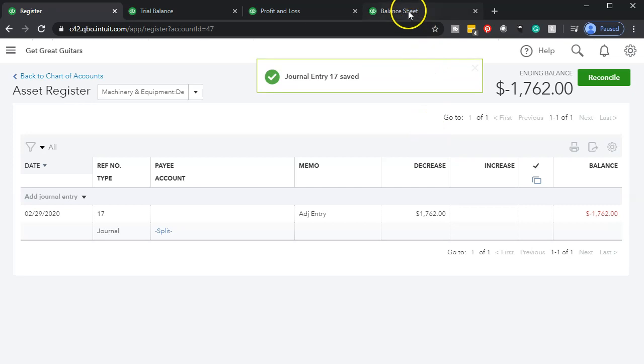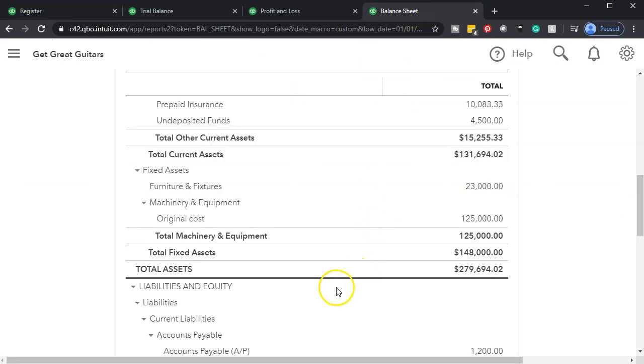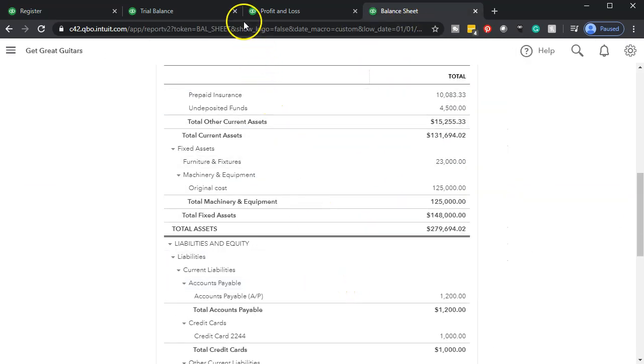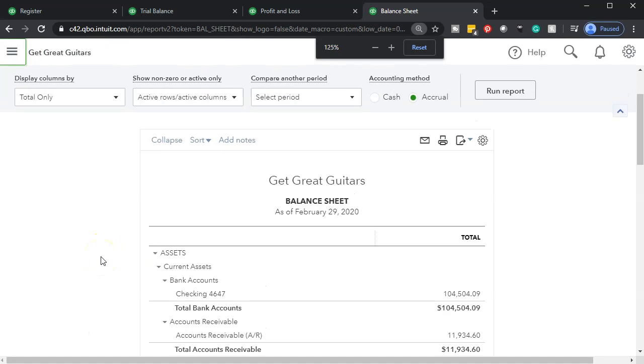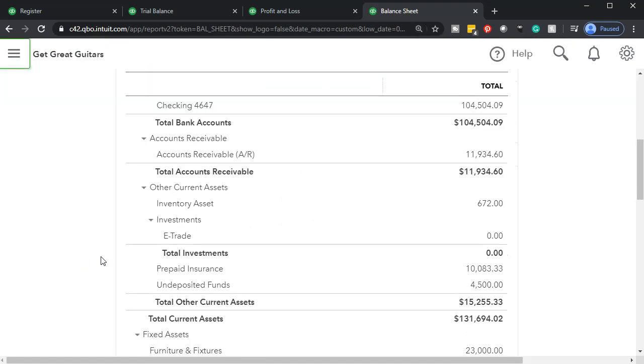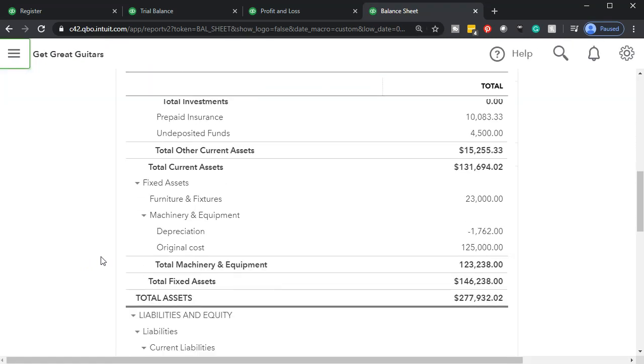Then I'm going to save and close this, and let's see what happens to our financial statements. I'm going to go back to the balance sheet. We're then going to refresh it. Let's freshen this thing up. Close up the hamburger, hold down Control, and scroll up a bit to 125, and then I'm going to go on down to the property, plant, and equipment. So there we have it.